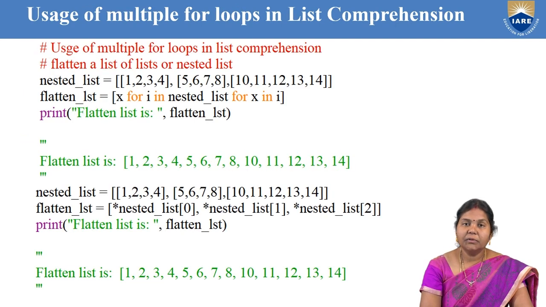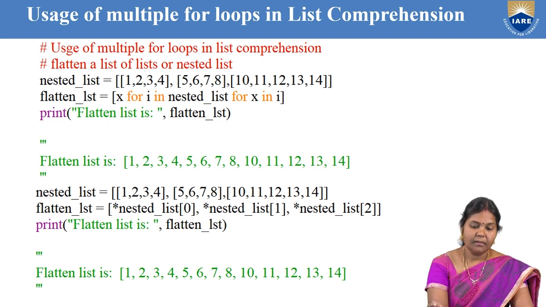Now, similarly, you can use multiple for loops in list comprehension. So, how to use multiple for loops in list comprehension? Let us go for one example. Suppose there is a nested list and I want to flatten the list. So, how to do that?